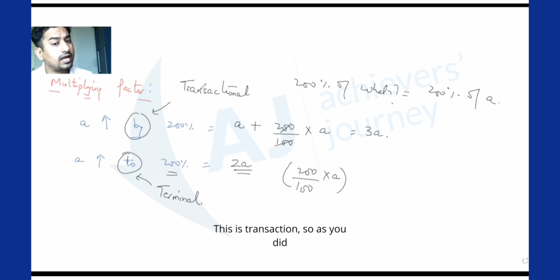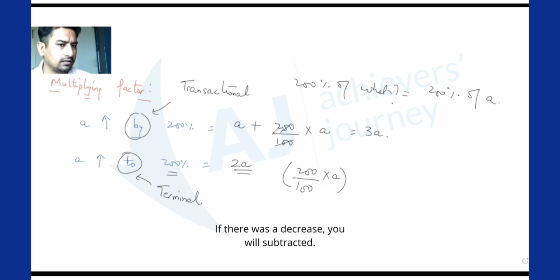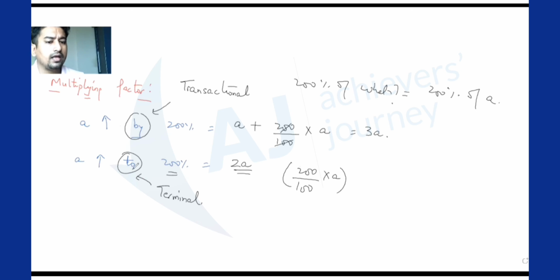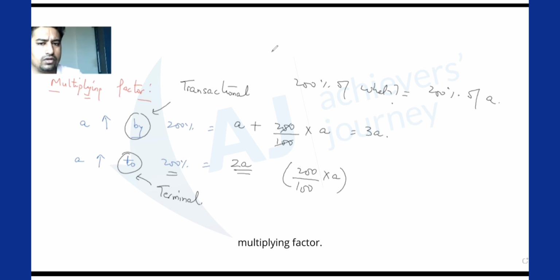This is transactional. So you did this transaction, you added it. There might be a decrease. If there was a decrease, you will subtract it. But this transaction you need to do. Correct? So I hope we're clear with this. Now let's go forward and understand what exactly is multiplying factor. So let's take some more examples here.